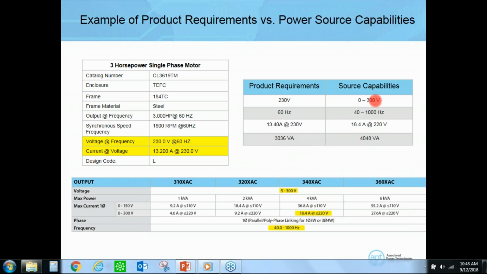Some of the capabilities of the source: 0 to 300 volts is met by 0 to 300. Frequency range is 60 hertz. Source could do 40 to 1,000 hertz. The current requirement is at 13.4 amps at 230 volts, while the source could output up to 18 amps at 220. So you're still not exceeding the max current limit, which is important to note. There's times when you may have max current listed and the source is not able to drive that max current at that particular voltage. Again, this is a 4 kVA power supply, able to sufficiently deliver 3 kVA power requirement.